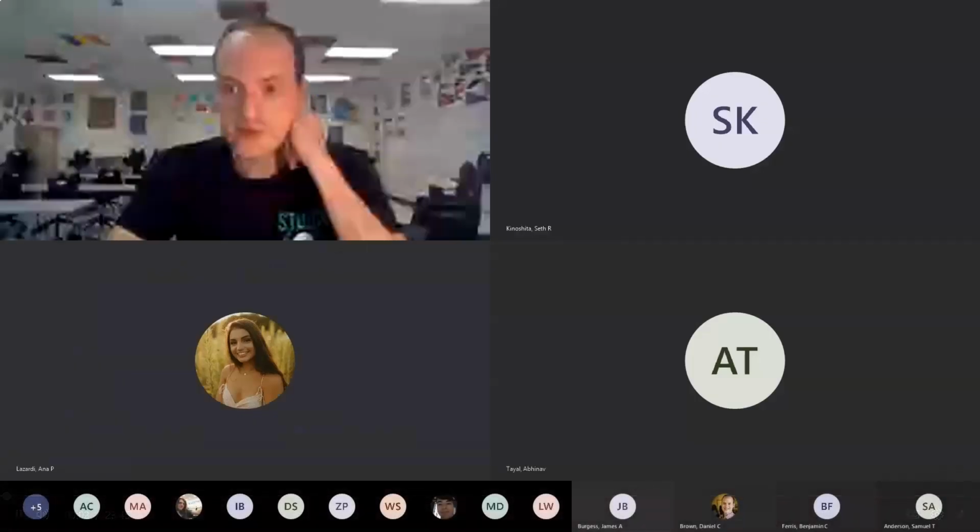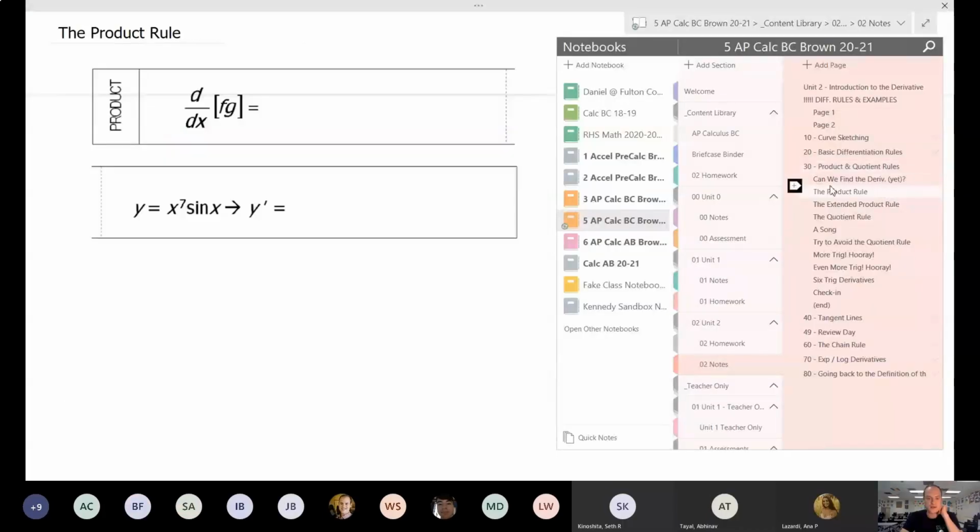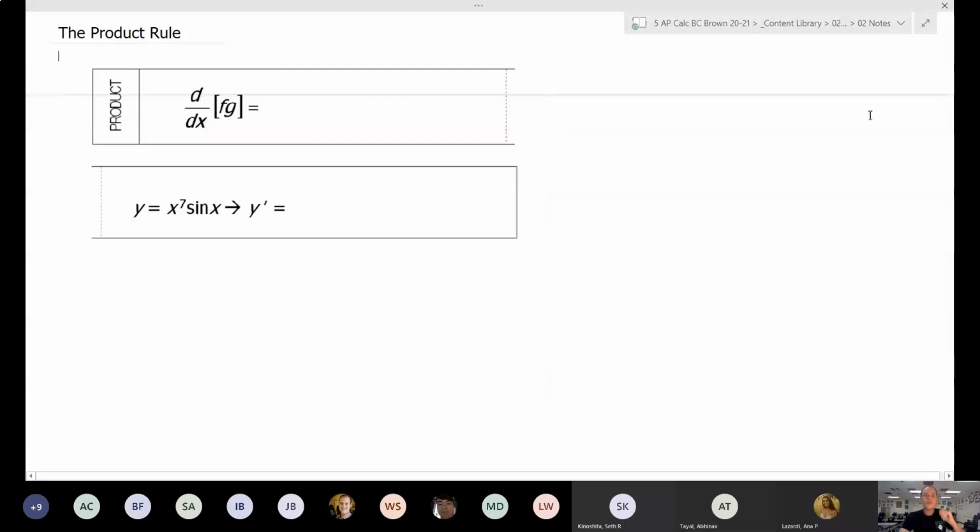Jump right into the rules. This is shared with you so you can follow along that way, or just take notes however you prefer. But the first rule that we are going to learn is called the product rule.